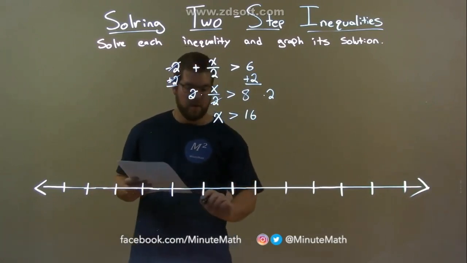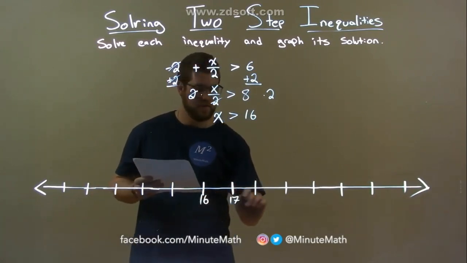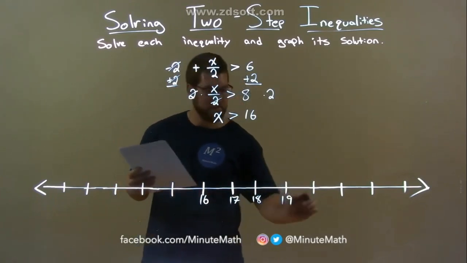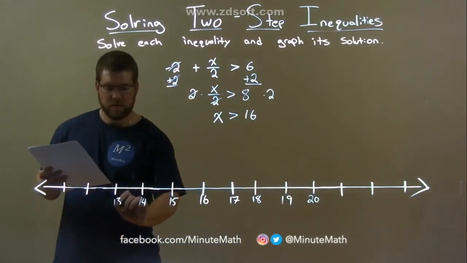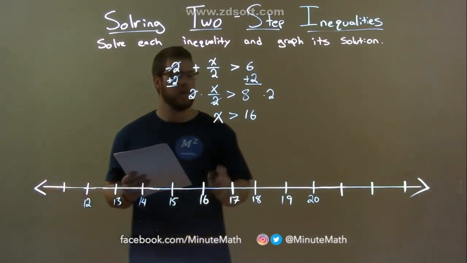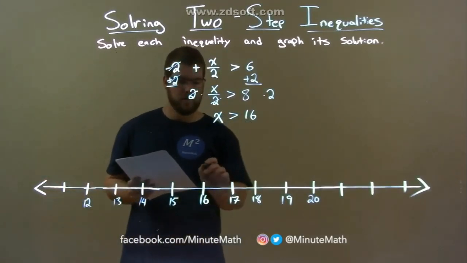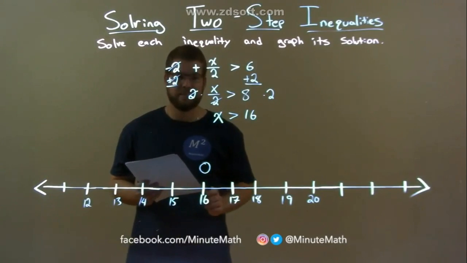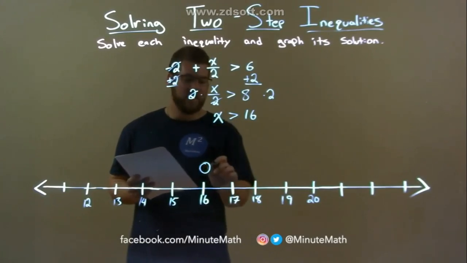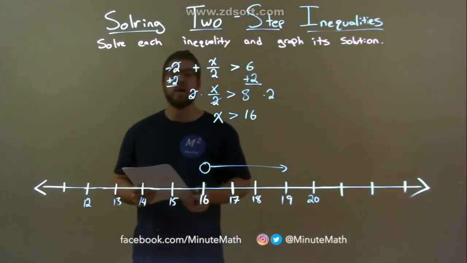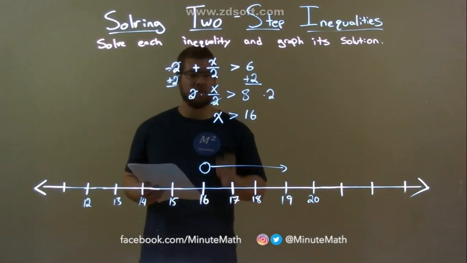So let's graph it. Put a 16 here, 17, 18, 19, and 20, and 15, 14, 13, 12. Well, x is greater than 16, so that's an open circle at 16. Not equal to, right? If it's just greater than, the arrow goes to the right, and there we have it. Our graph matches our final answer. x is greater than 16.